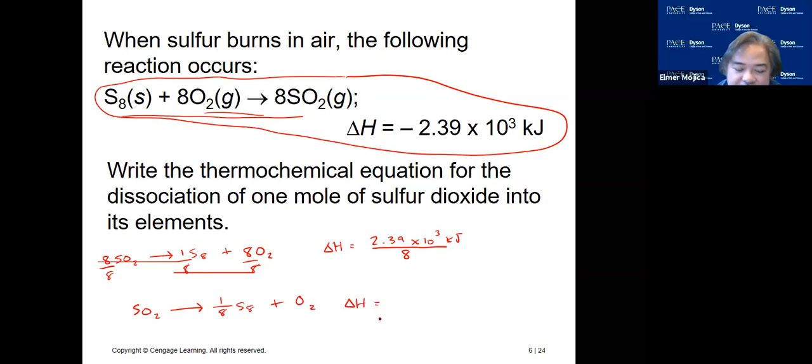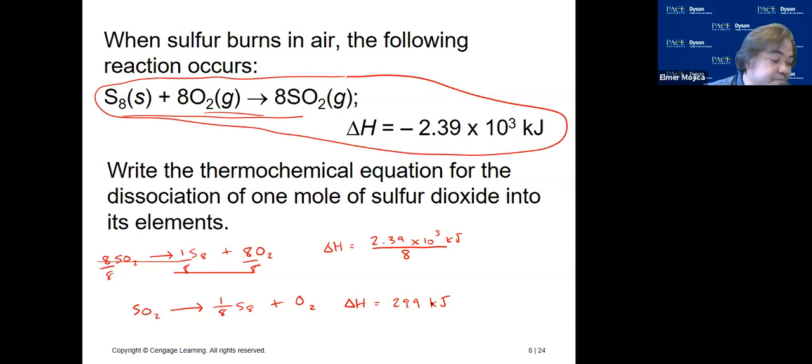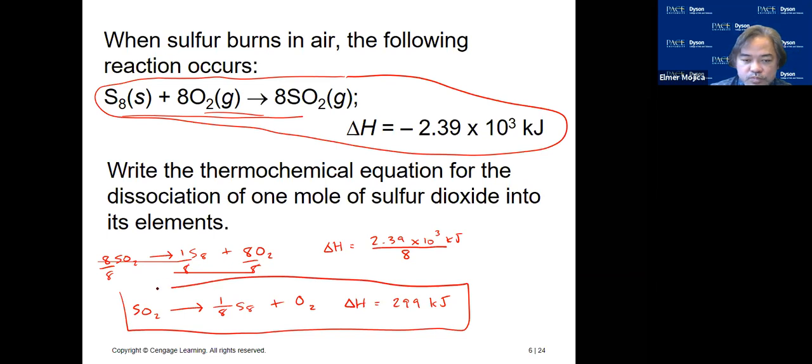And the thermochemical equation would have what? A delta H equals to what? Anyone? 9.99 times 10 to the second. So I think that's what you have. So this is now the new thermochemical equation. So we reverse it, so this one becomes positive, and then we just need 1 mole. So we divide everything by 8 because we have an 8 sulfur dioxide here. So by doing it now, we get the correct answer.